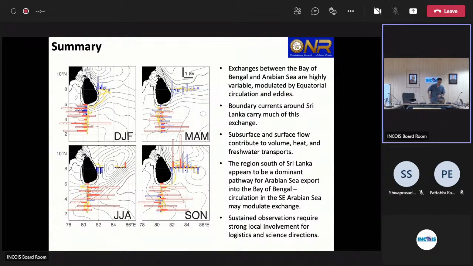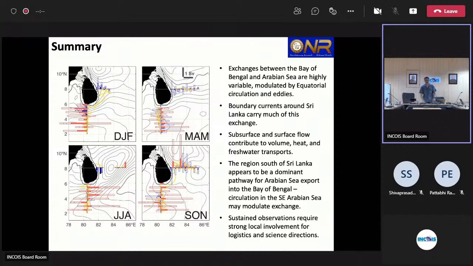So to finish this off, what we see from these data is that the exchanges between the Bay of Bengal and the Arabian Sea are highly variable. They're modulated by eddies, and they're modulated by equatorial circulation. The boundary currents around Sri Lanka are important. You can see that in the exchange flows we've captured with these repeat sections. And both the subsurface and the surface flows are important. We don't get the whole picture just looking at surface velocity and sea surface flow. We actually need the profiles and the sections to understand the transports.